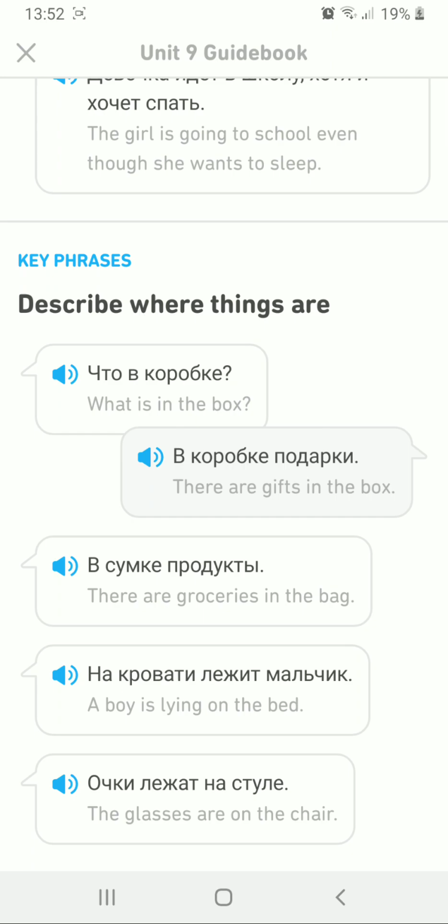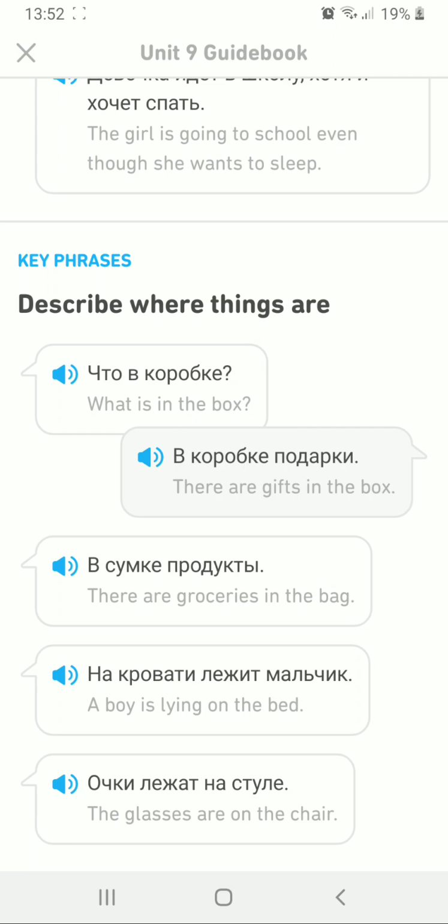Okay, so that was the first part of this guidebook. So now, if you want, we're going to look at the second part, and these are the things that we're going to see in our lesson, in the exercises of this unit 9. So describe where things are. Что в коробке? Коробке. Let's listen to it. Что в коробке?